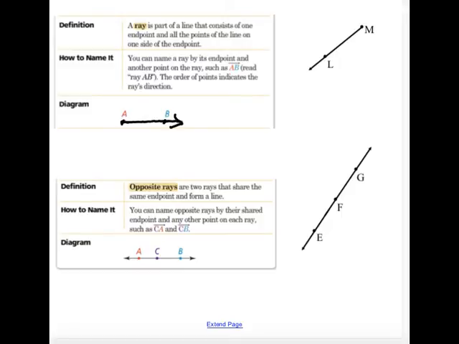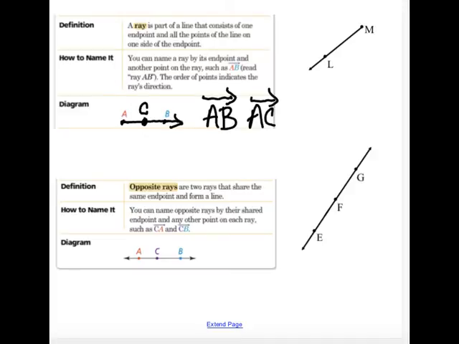Now rays are the ones where we get picky. We have to start our ray name with the endpoint. So in this case, where it gets cut off, A, that's the letter we start with, and then the next letter is what it goes towards. So in this case, B. And then the symbol above it is a ray, kind of tells you, stops at A, goes towards B. If we had another point on this line like C, I could also call this ray AC, just so that we get a starting point and then a direction of where that ray is headed.